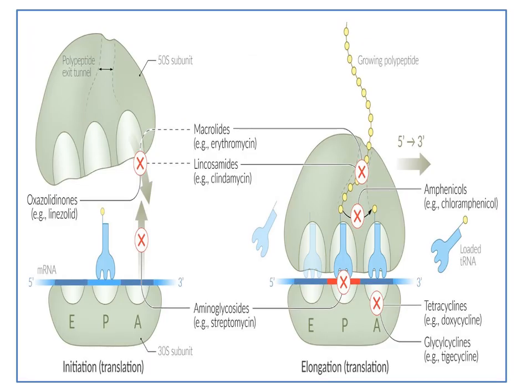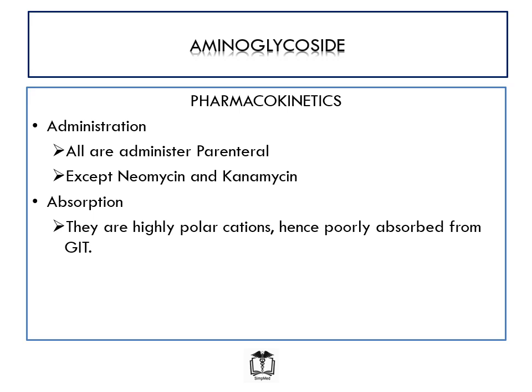This is the image of the aminoglycosides and where they tend to act. You can see that aminoglycosides will block initiation, and they also tend to block a bit of translocation here. But the major action is usually in the blockage of initiation, as you can see in this image. Let's talk about the pharmacokinetics of aminoglycosides. That is the ADME: administration, absorption, distribution, metabolism and excretion of aminoglycosides.